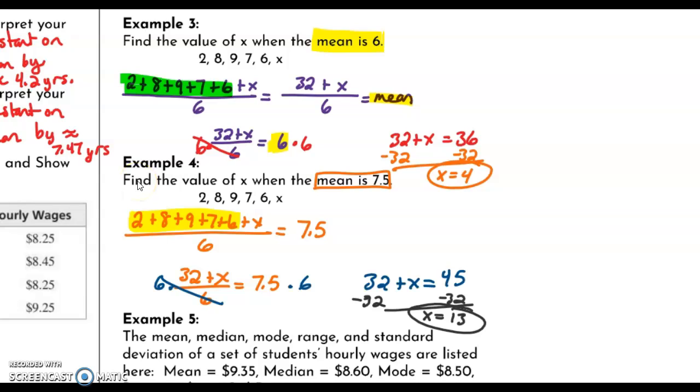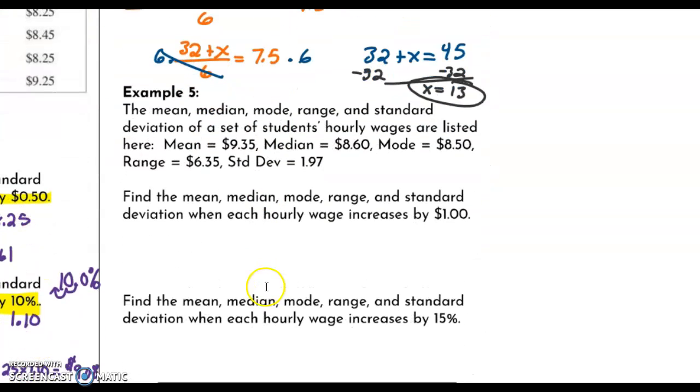Okay, so here's my work so you can see it. I multiplied times 6. That's where the 45 came from. So 7.5 times 6 is 45. Then I subtracted the 32 from both sides, and I got x equals 13. So let's look at example 5.